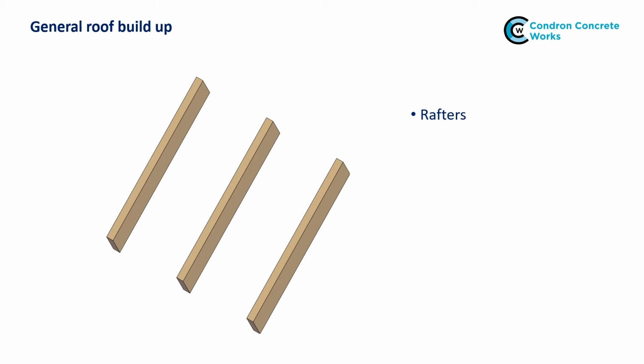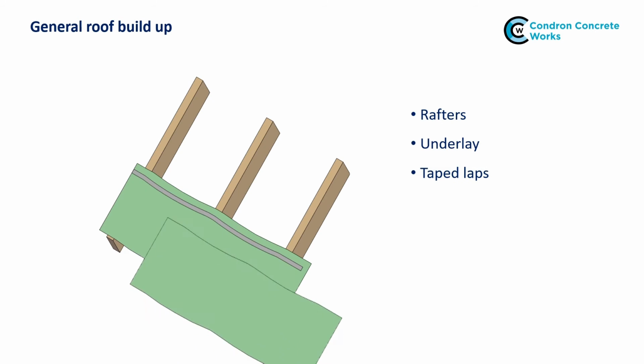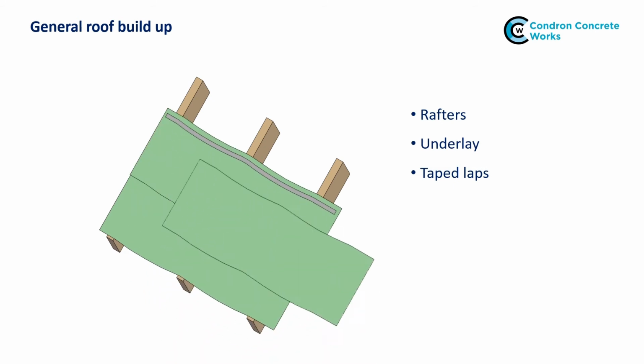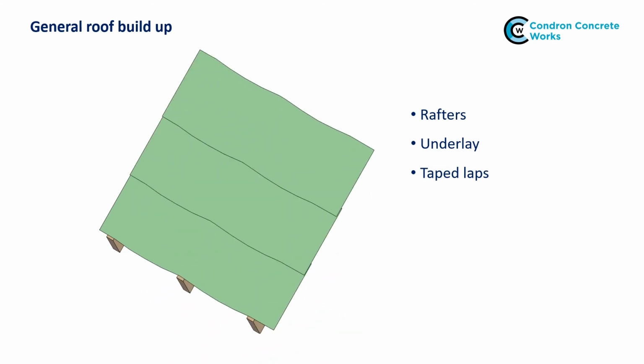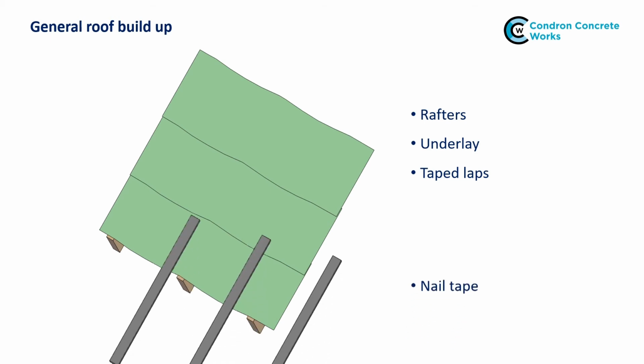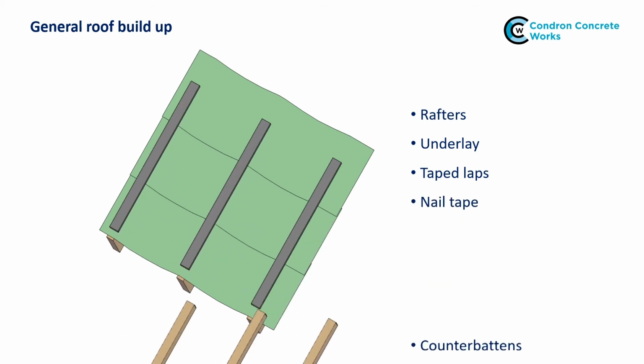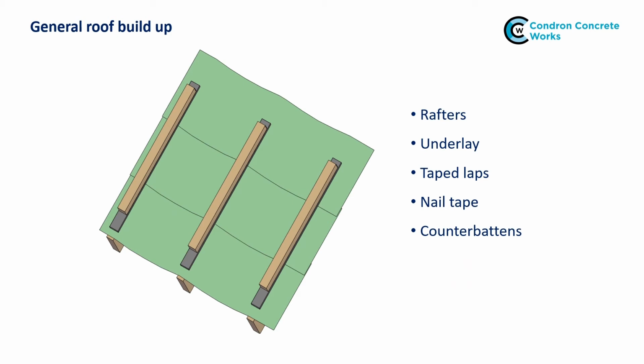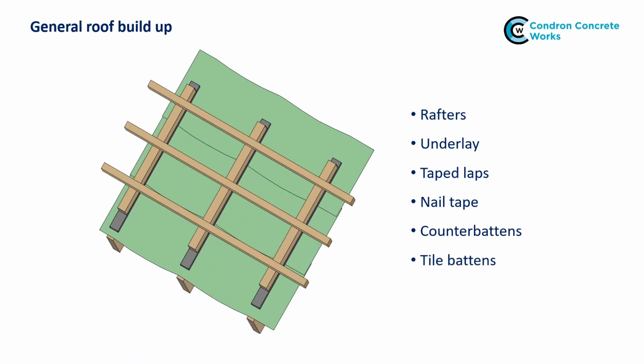Starting with the rafters, we firstly lay the underlay over the rafters. This time we don't need to worry about draping the underlay between the rafters. Next, we fit nail tape and counterbattens directly over the rafters. The nail tape seals the nail holes through the underlay, and the counterbattens provide a gap for any water to run down the underlay, as well as an air path from eave to ridge. Then we can fix the tile battens over the counterbattens.